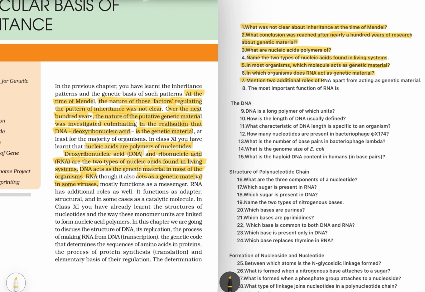Mention the two additional roles of RNA apart from acting as genetic material. Though RNA acts as genetic material, it mostly functions as messenger and it has additional roles as well. It functions as an adapter, structural, and in some cases it acts as a catalytic molecule. The most important function of RNA is that it mostly functions as messenger. Next, the DNA.